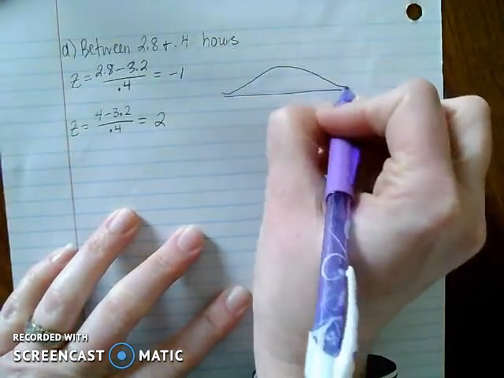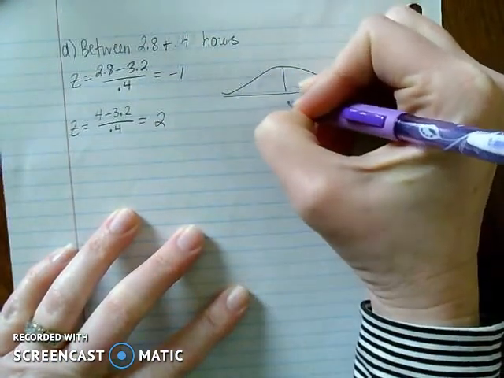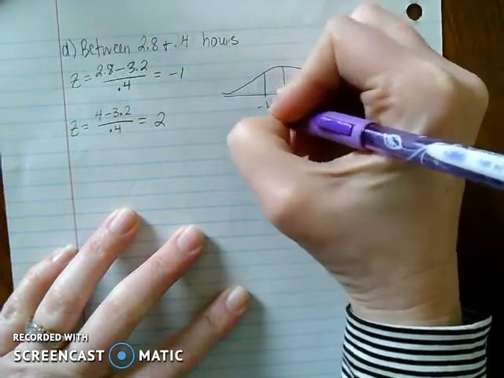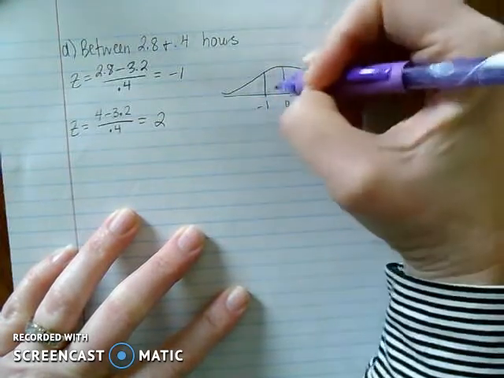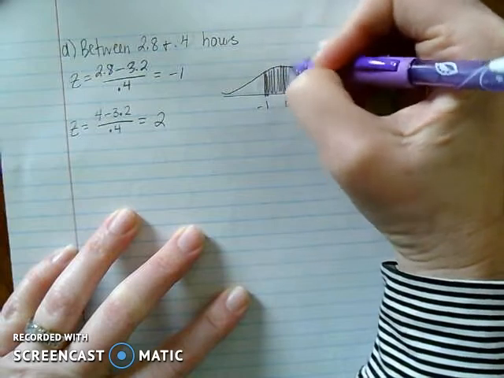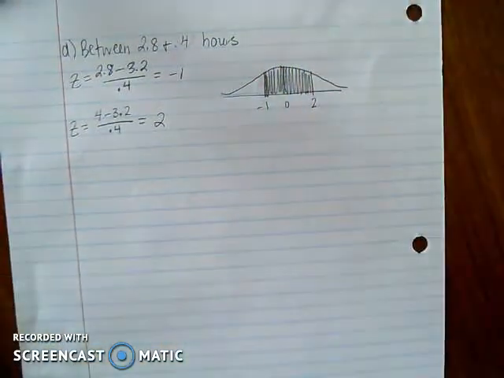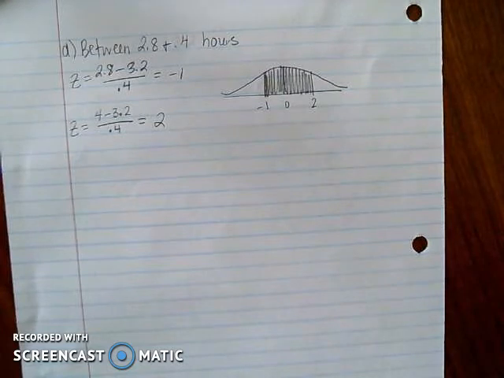Then again, we're going to draw it. That was a really bad one. -1 and 2. We want between it. So here's the problem. That definitely doesn't look like the chart when we look it up.